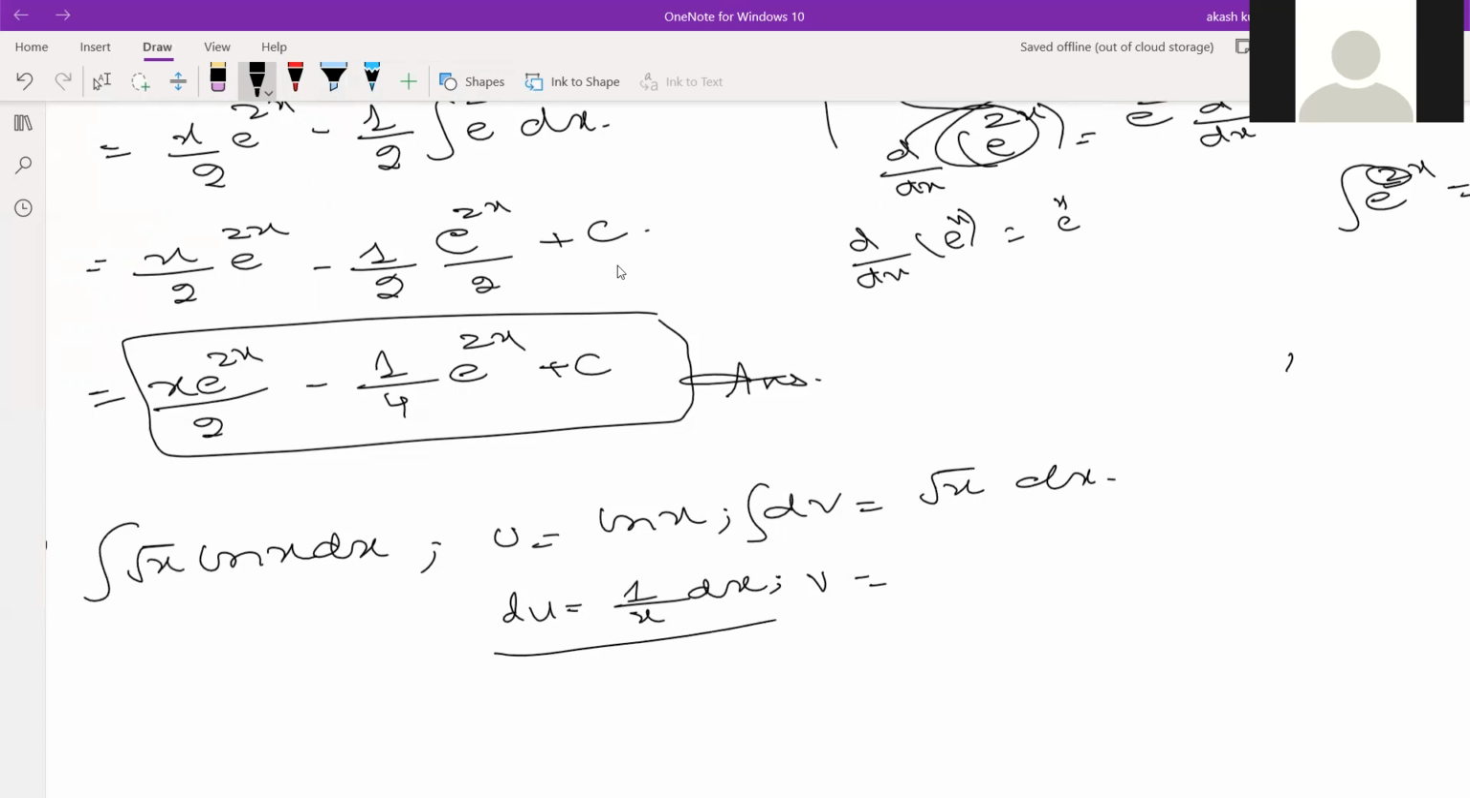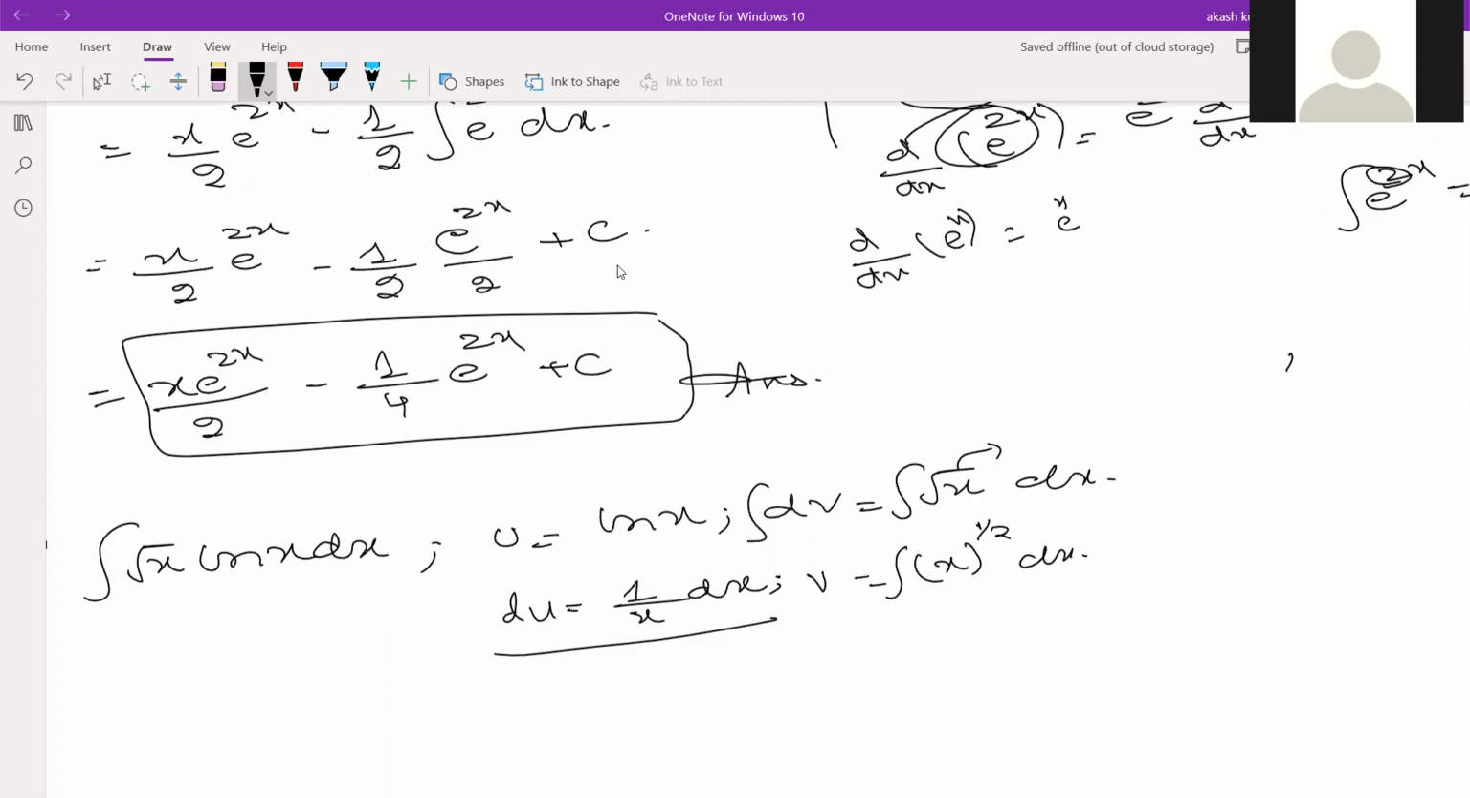Okay, so the dv is square root x dx. So we have to find out v, so we are going to integrate it. So v equals the integral of x to the power half dx.